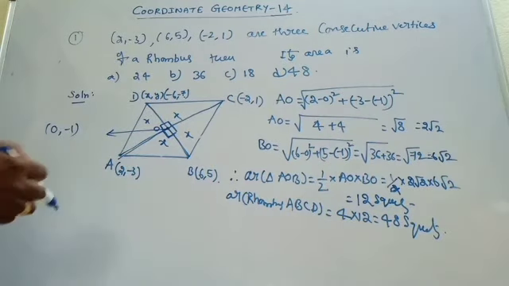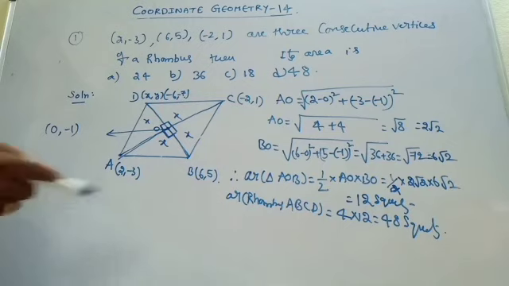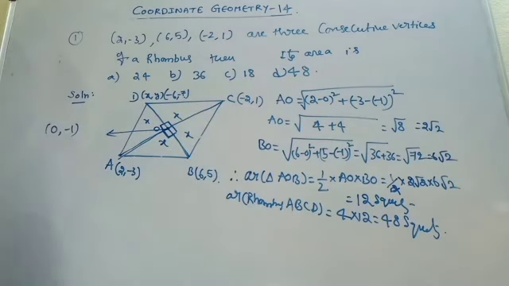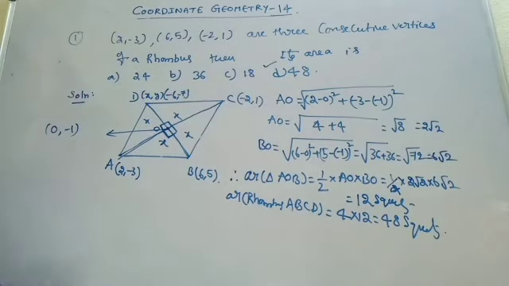You know that. Now, multiplied by 4 will give you the total area of the rhombus. That's why area of rhombus ABCD equals 4 into 12, that equals 48 square units you have got for this problem. Therefore, option D is correct for this particular problem.